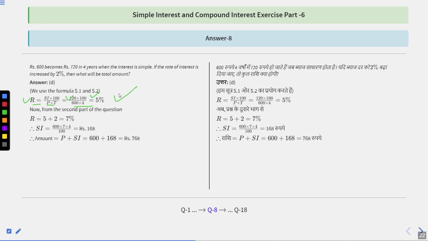So, if the rate of interest is increased by 2%, it means the rate of interest becomes 7%. So, what will be the simple interest? Simple interest will be 600 multiplying by 7 multiplying by 4 upon 100, which is 168. So what will be the amount? Principal plus simple interest. So 600 plus 168 will become 768 rupees. Clear? Next one.